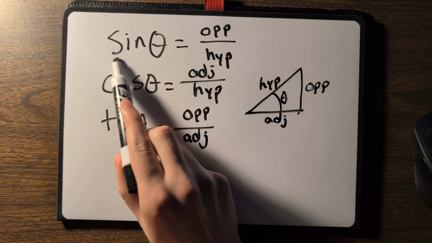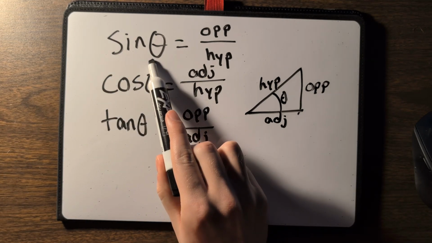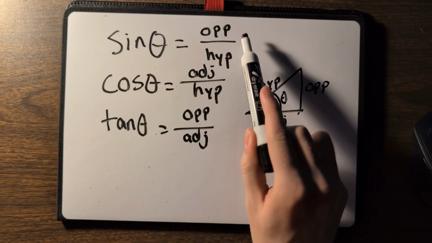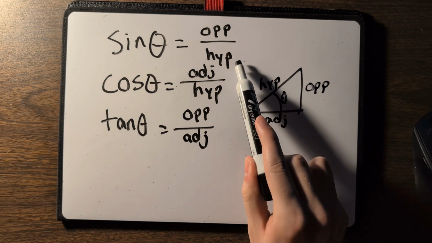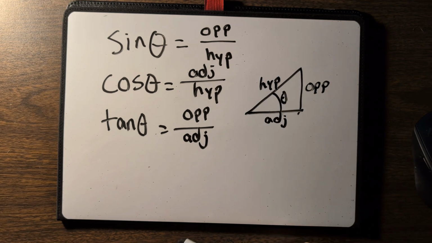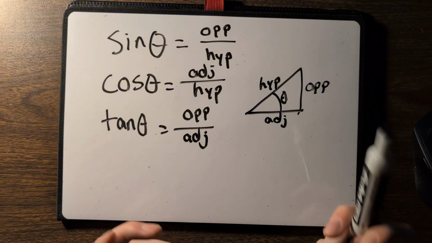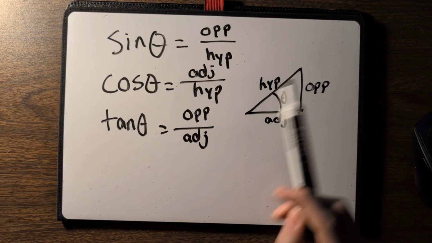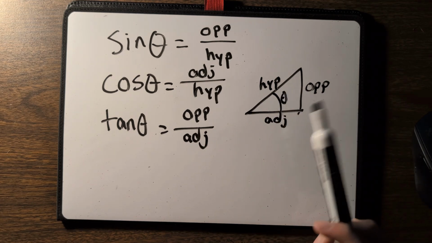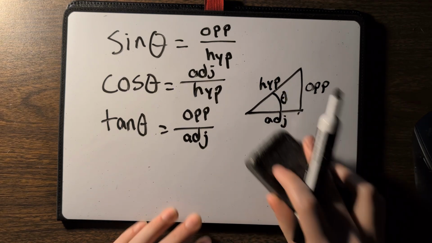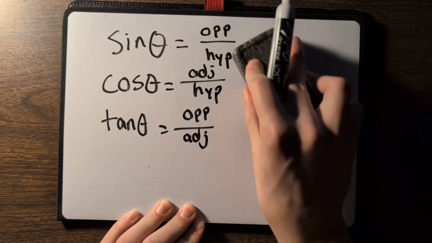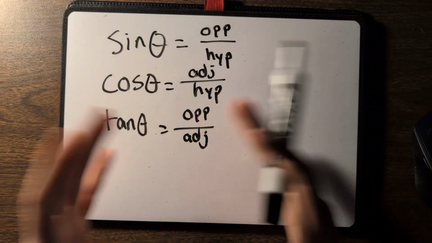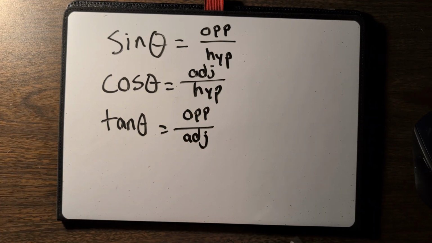So say we have sine of theta. What that really is equivalent to is this ratio between opposite and hypotenuse. Okay? So this can be really useful. It can be very helpful to find these distances or measurements. But there are a few more trig functions that could help us out.